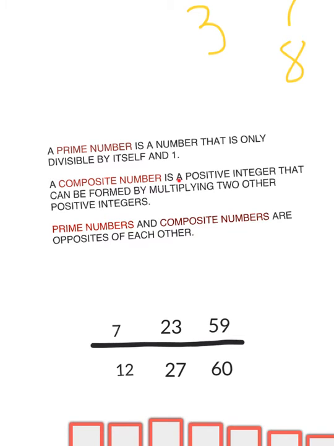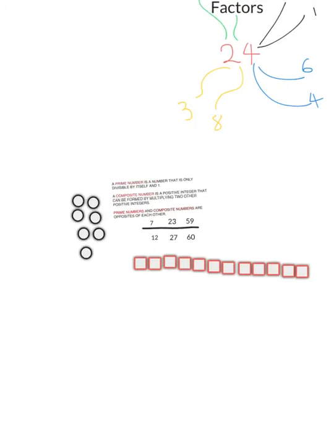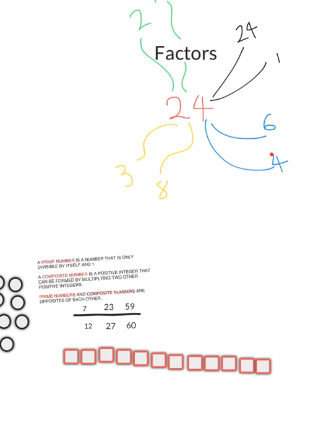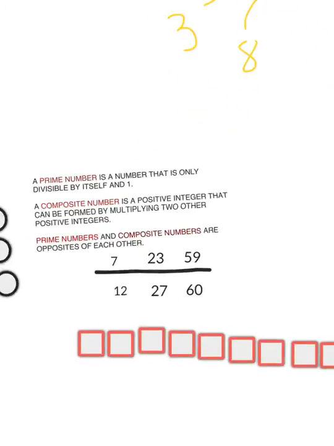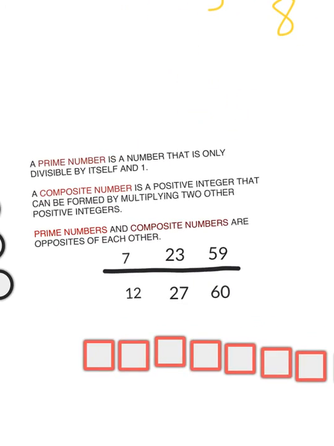And a composite number is a positive integer that can be formed by multiplying 2 other positive integers. So not just 1 and itself, but maybe, for example, 3 and 8, or 6 and 4, or 2 and 12. Okay? A composite number, once again, can be divided equally into other numbers, not just 1 and itself. Okay? Prime numbers and composite numbers are opposites of each other.